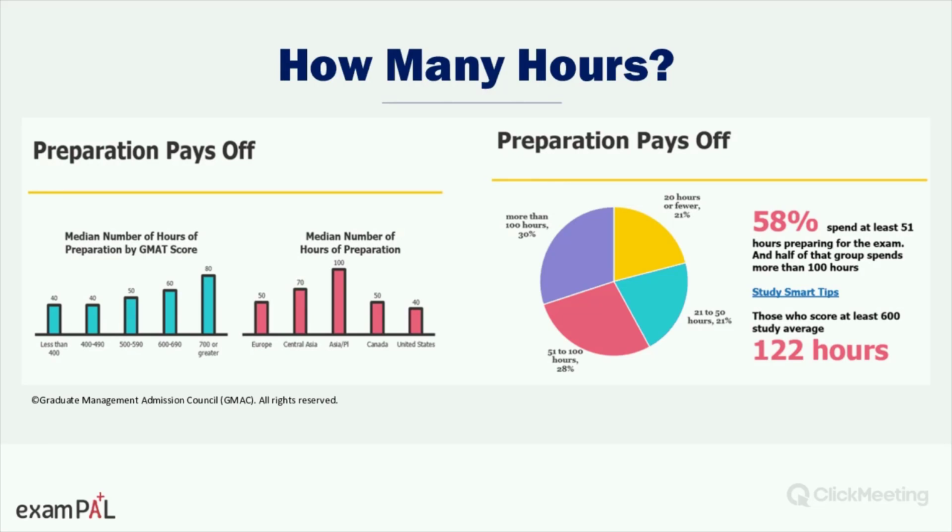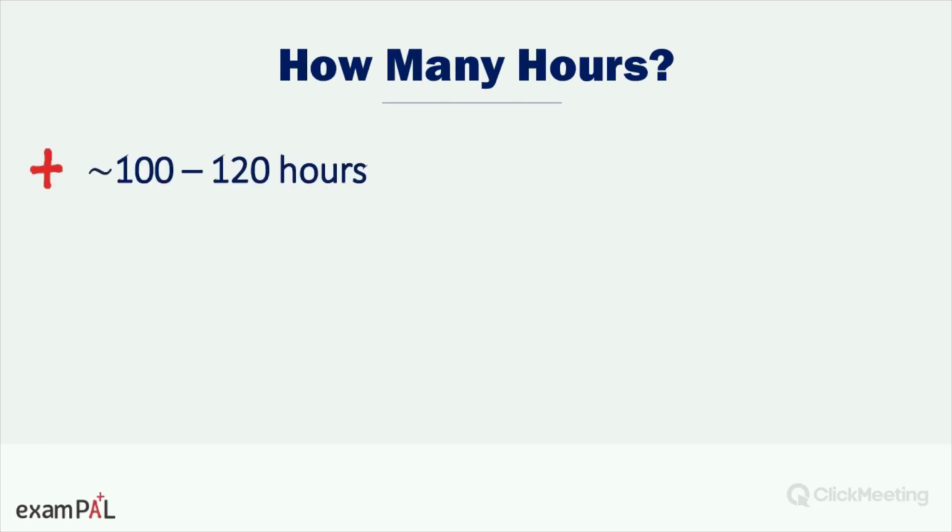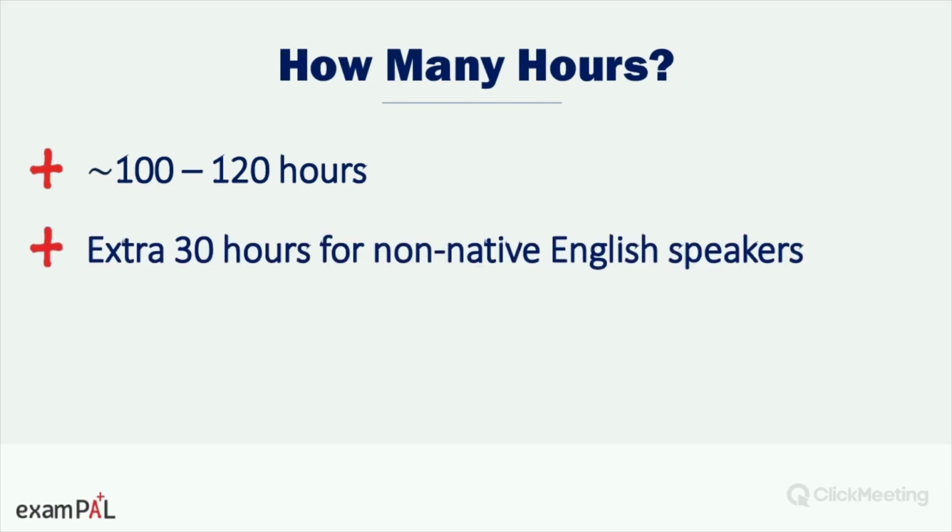So, based on this data and also based on our own experience, we recommend studying for between 100 and 120 hours in total. Okay? And we recommend adding to that another extra 30 hours for non-native English speakers. The middle graph from what we were just looking at actually gives a clue to why this is. We'll discuss this soon. So now, this being said, of course, studying for over 100 hours doesn't guarantee that you're going to score 600 or more, nor will studying 122, which is the average for people who score that much, right?